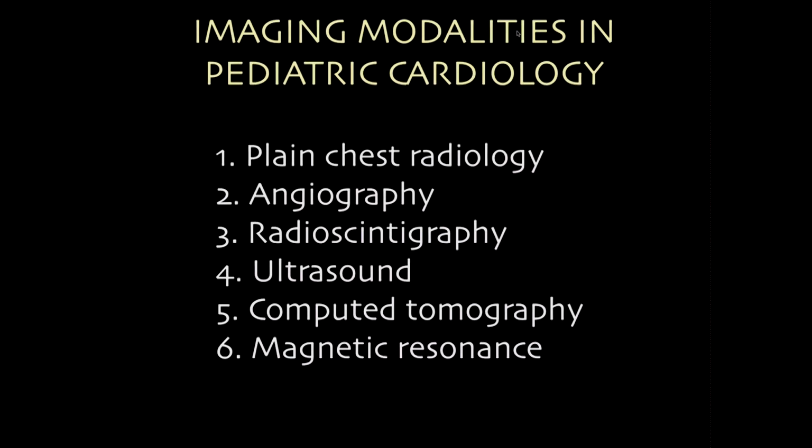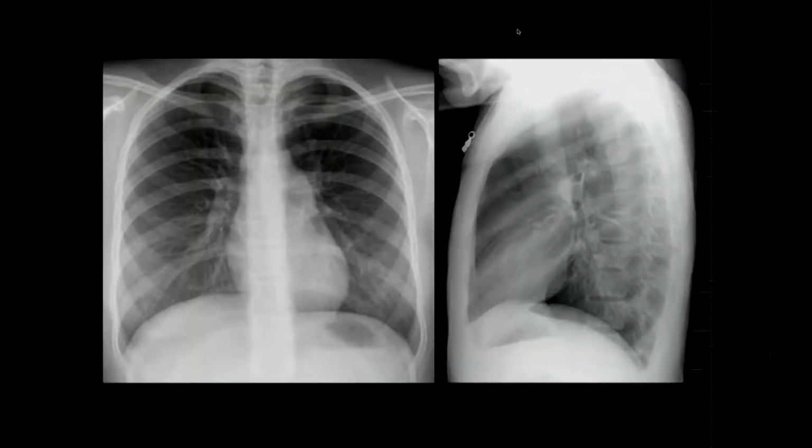And radioscintigraphy: perfusion lung scan is the only isotope scan we do. However, the perfusion scan can be easily replaced by MRI. And ultrasound, echocardiography, is the mainstay. And then CT, we do from time to time, and then MRI. And actually, plain film is the oldest, but I don't think it will disappear in the next 30 years or so. So plain film is still useful.